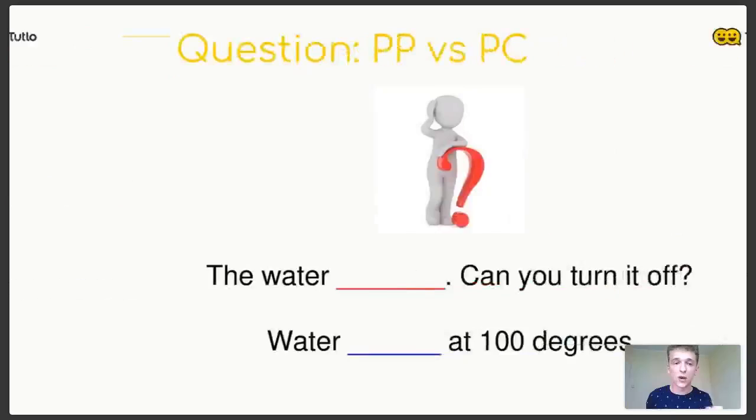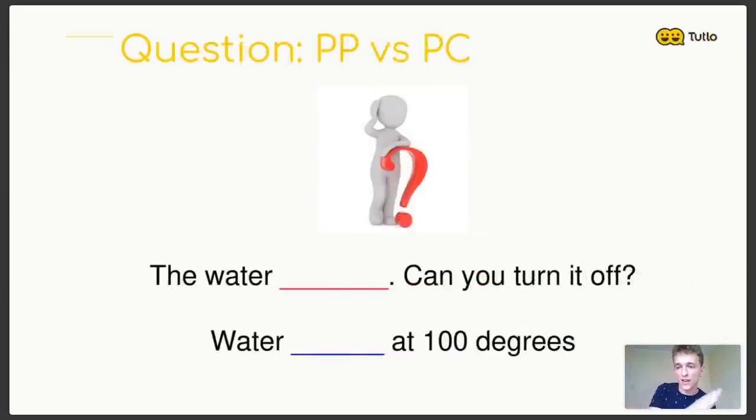Yeah, and right now I would like you to write whether we should use present simple or present continuous. Here the verb is boil. How should it look like? Any ideas?